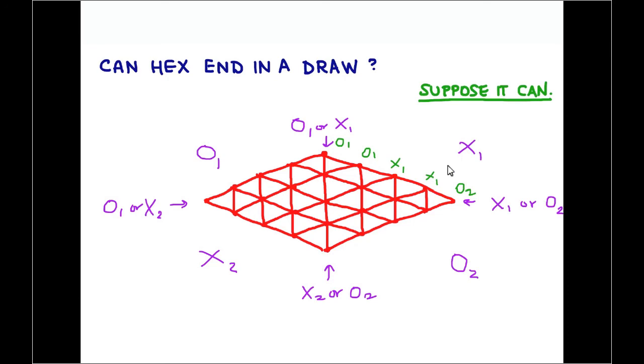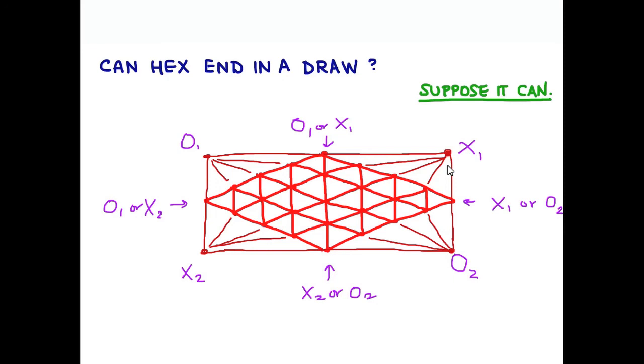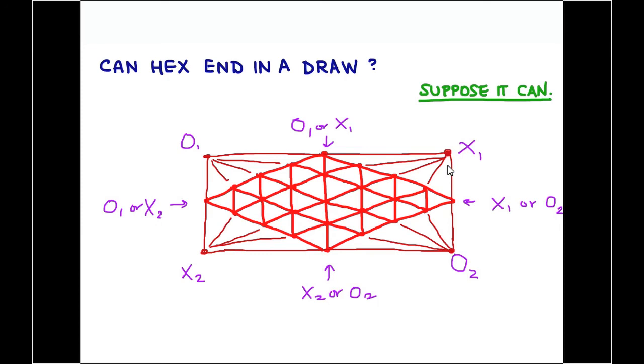But if you just add a few more triangles to this board, place dots at each corner, and then fan out to the edges, would you agree? And then I'll call this X1. Would you agree that this is now a rectangular Sperner lemma? X1, O2, this has got to be one of two labels, yes?